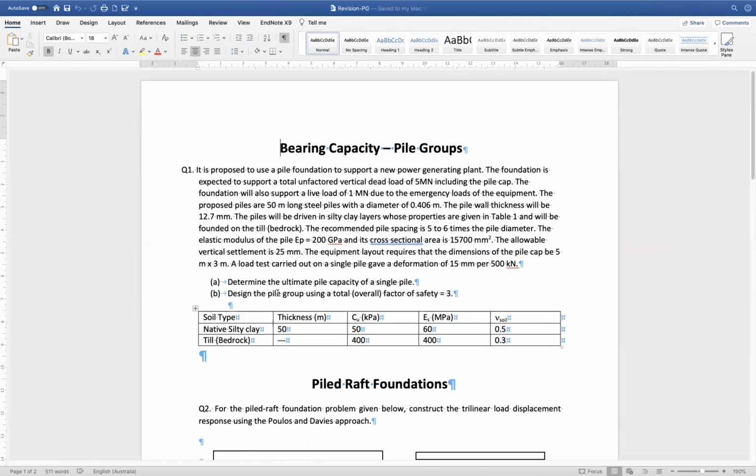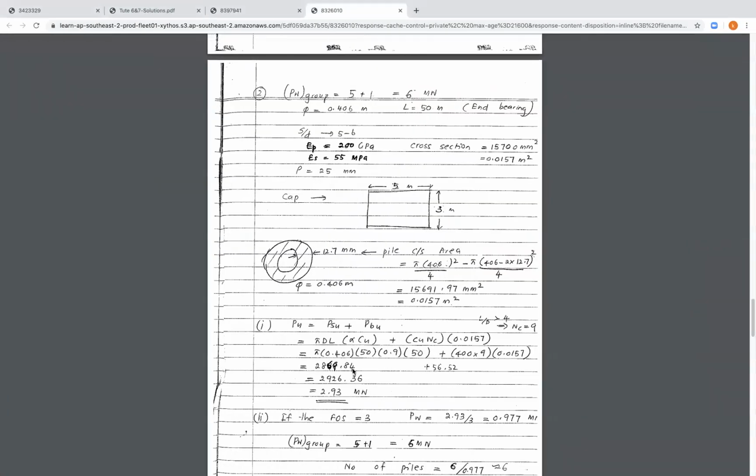Now we need to work out the second question, which is to design the pile group using a total overall factor of safety of 3. In the first question, we designed the single pile. But obviously, the single pile, as we can see, has an ultimate bearing capacity of only 2.93 mega Newton. But we have a working load of around 6 mega Newton. So obviously, the single pile will not be enough to carry the 6 mega Newton.